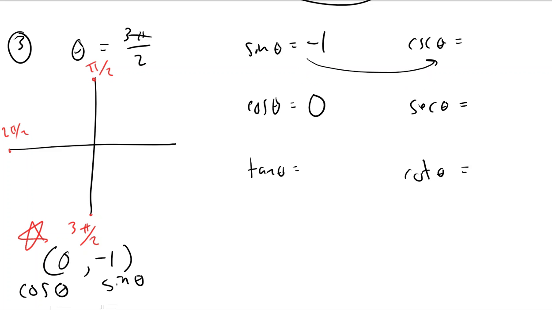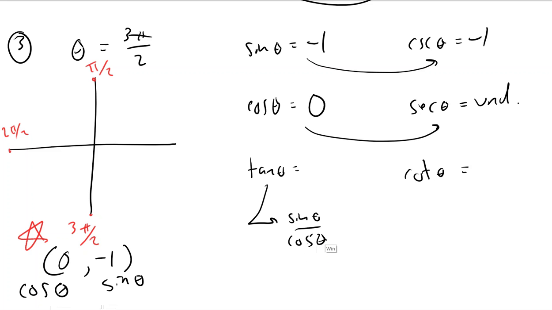Then of course with reciprocal identities, cosecant should just be the reciprocal of -1. If you flip -1 over, you get -1. You try to flip over 0, you're dividing by 0, which is not possible. To get tangent, we need to use the quotient identity, sine over cosine. So that would be -1 over 0. Again, we can't divide by 0, so that's not possible. These two are always undefined at the same times. Secant is like 1 over cosine, tangent is like sine over cosine. So anytime cosine is 0, those two are undefined.